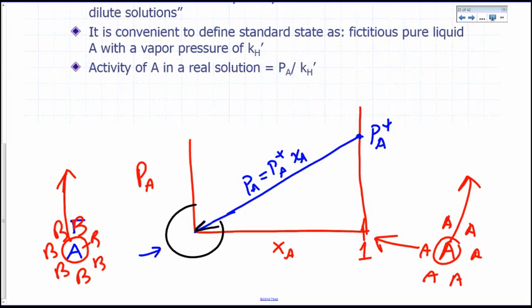So if you have strong solute-solvent interactions, you would expect a negative deviation. Your solute will have lesser tendency to escape. If the solute molecule doesn't like the solvent molecules, then it will have a greater tendency to escape. It will have a higher vapor pressure. So let's say you have a positive deviation from Raoult's law. And so let's say this is this graph right here. Let me get rid of this.